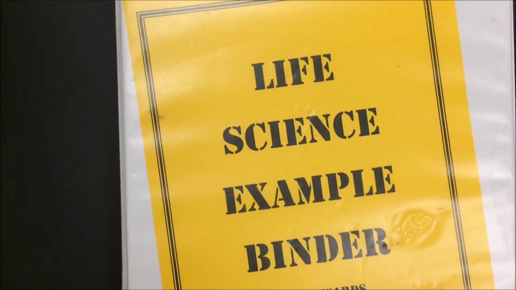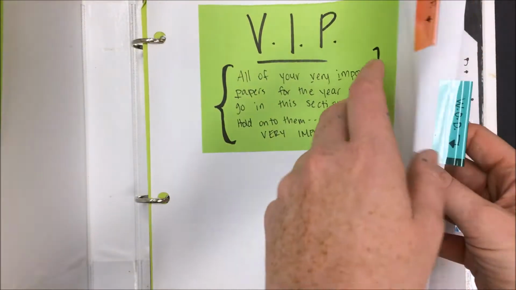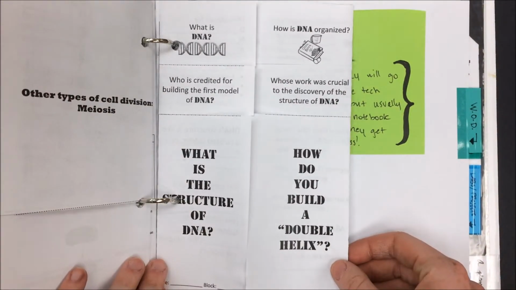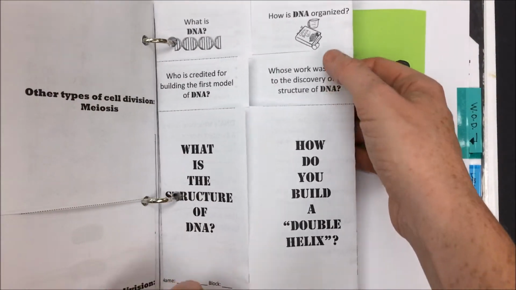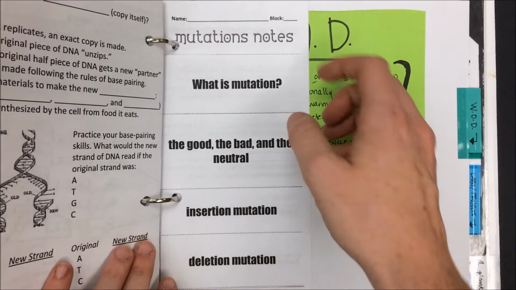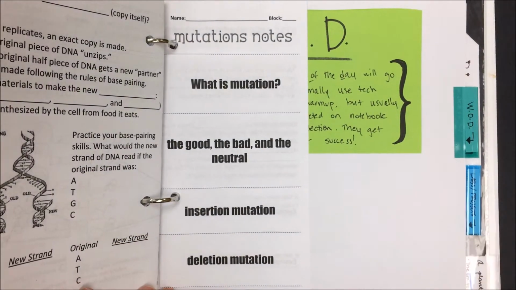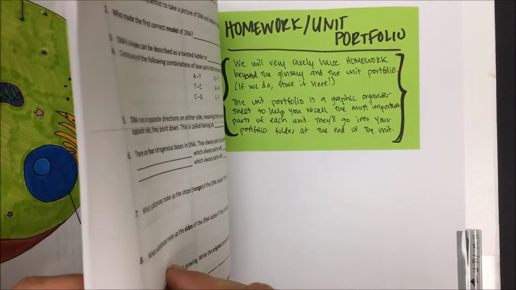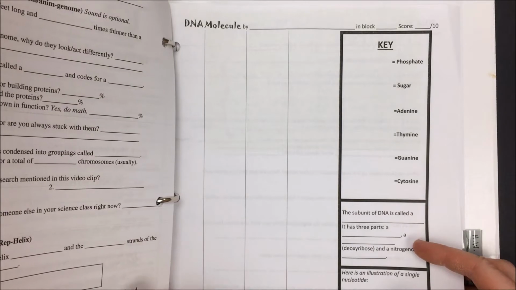All right, folks, let's talk about what you need to study for your unit assessment on DNA. We have two foldables for this unit, one that is about the history and structure of DNA and the other that is about mutations. In your labs and projects section, you have two different lab sheets. We have the Intro to DNA Web Quest and the summative, the DNA molecule.